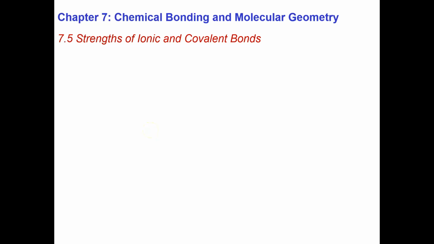Section 7.5 is concerned with the strengths of ionic and covalent bonds. First of all, we'll look at covalent bonds, and then we'll look at ionic bonds. But it's important to realize that whatever the type of bonding involved, there are two factors that affect the strength of the bond. First of all, short bonds are strong.